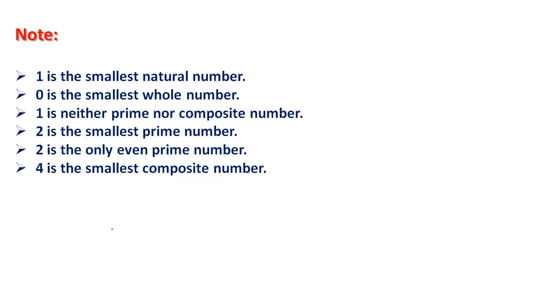Here are a few points that you have to keep in mind. First, 1 is the smallest natural number, 0 is the smallest whole number, 1 is neither prime nor composite, 2 is the smallest prime number, and 2 is the only even prime number. 4 is the smallest composite number.